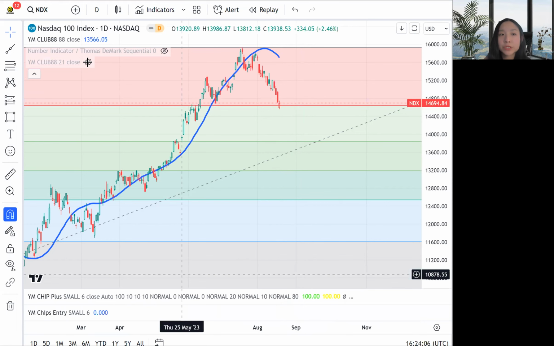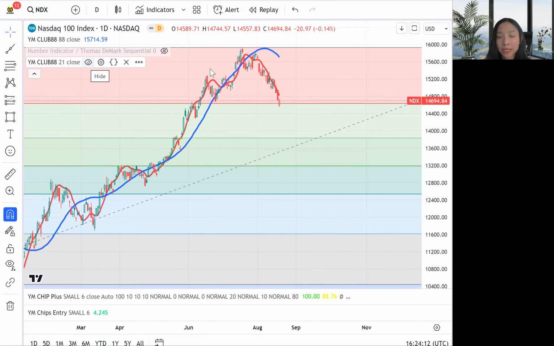I want to show you this indicator. This is my indicator. This one is faster. You can see it almost follows the trend. The red line is still going down. It's not yet turning direction.